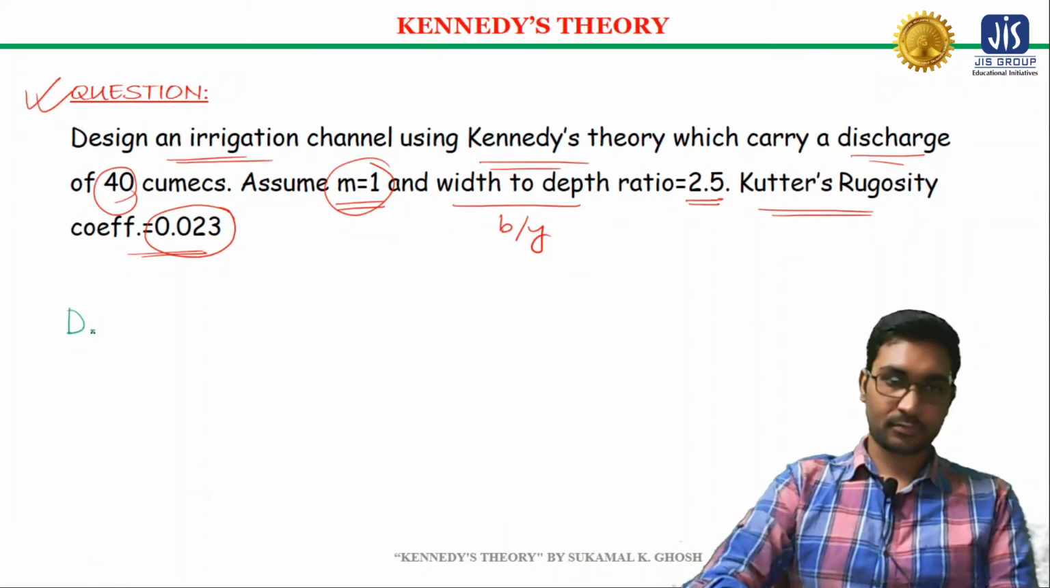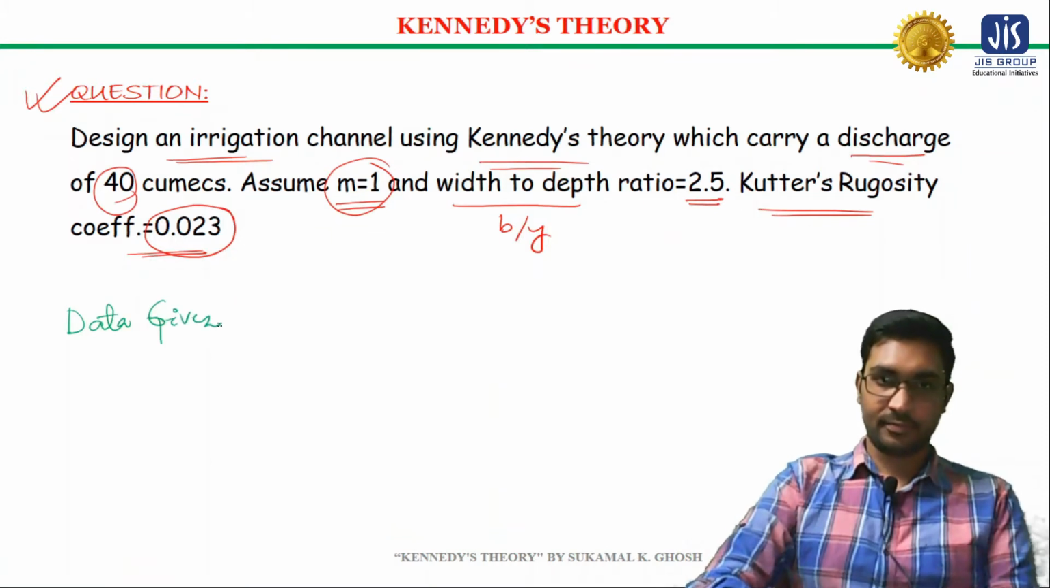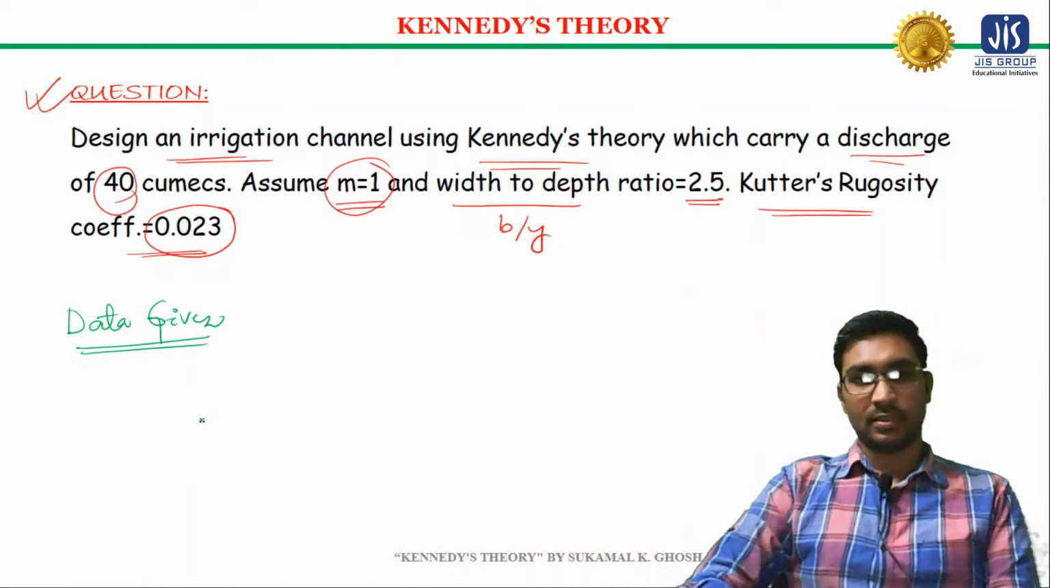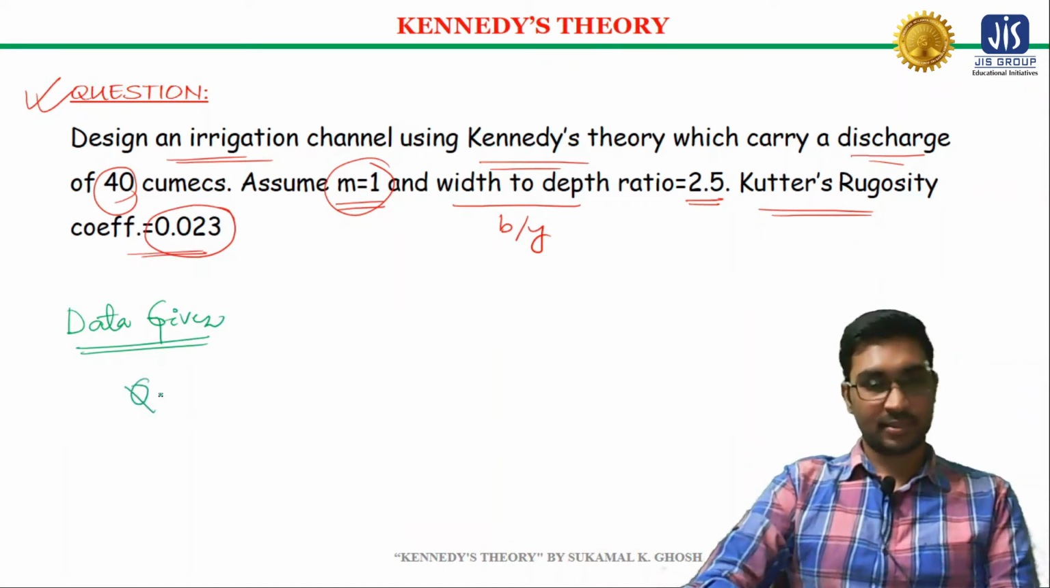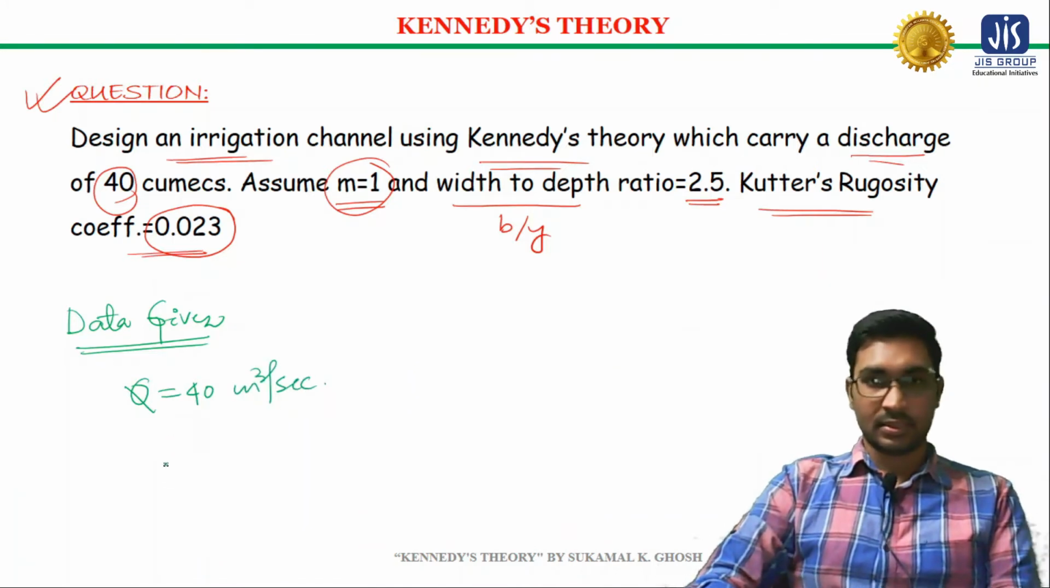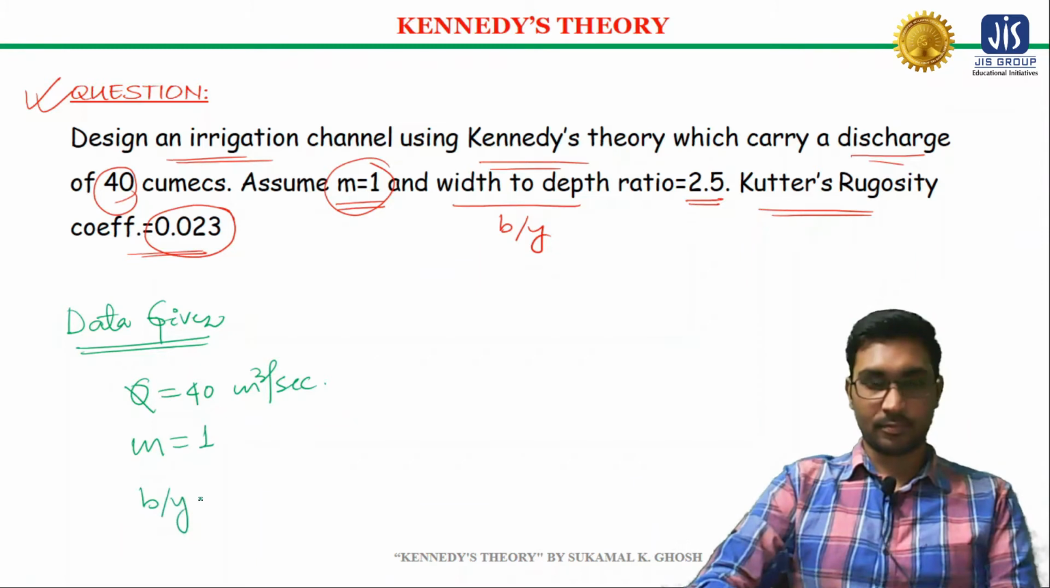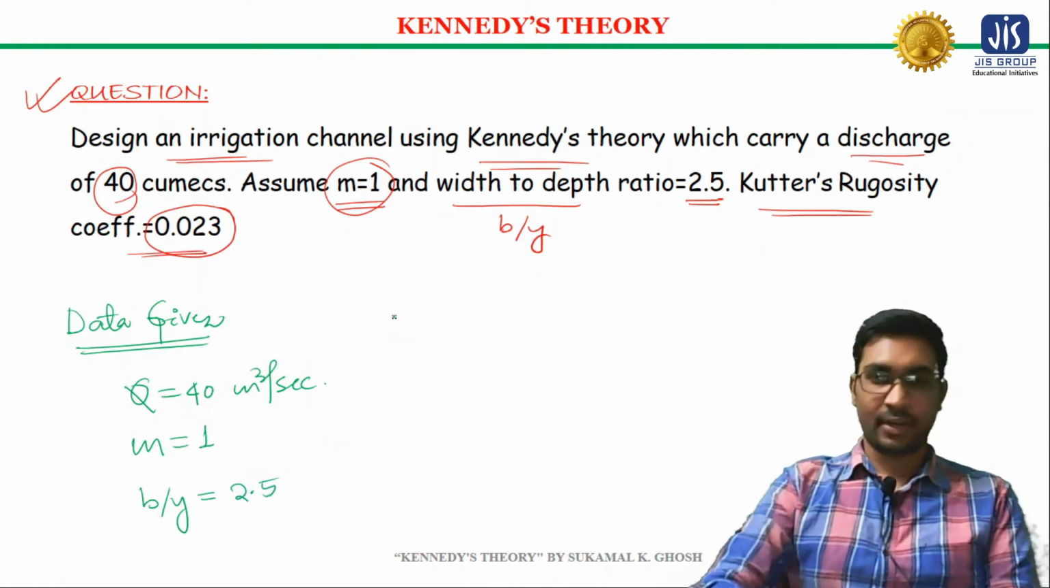So, data given: discharge is given, that is 40 meter cube per second, then the value of m is also given, that is 1, and the width to depth ratio is given, that is 2.5, and also Coulter's rugosity coefficient n is given.